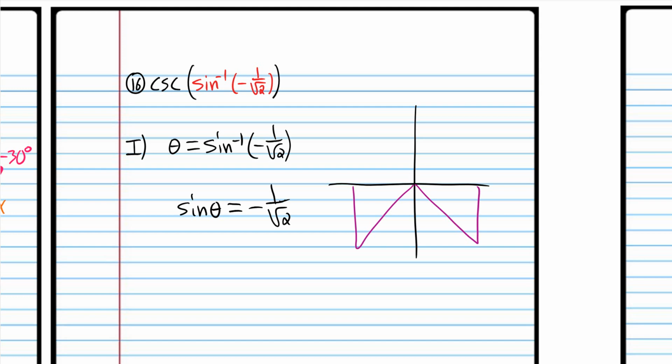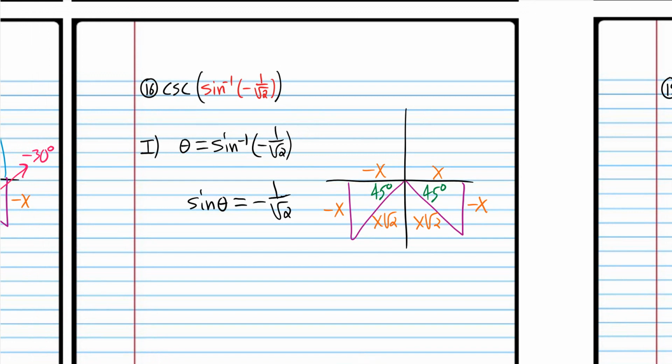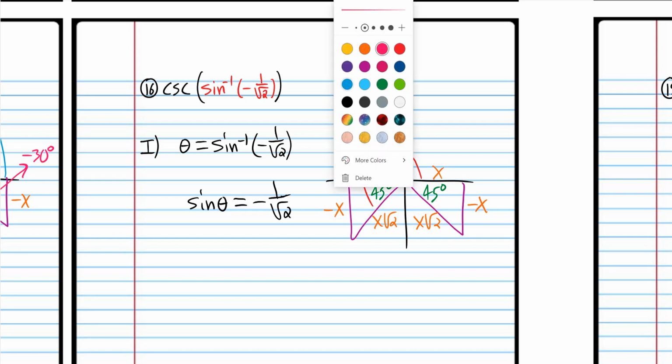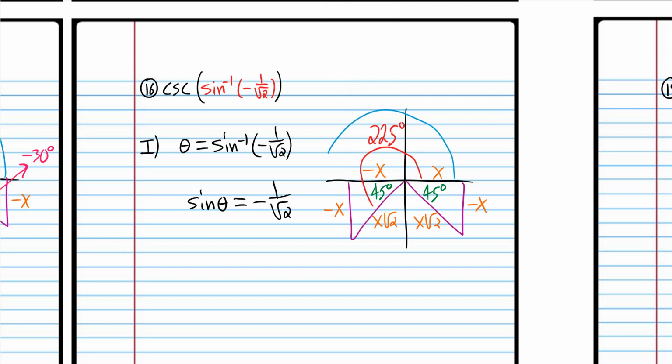And you may recognize this as a 45, 45, 90 degree ratio. So this side is x, or that side is negative x, negative x, x, negative x. And the hypotenuse, of course. And so the angles we're looking for are 225 degrees. And the other one is 315 degrees.